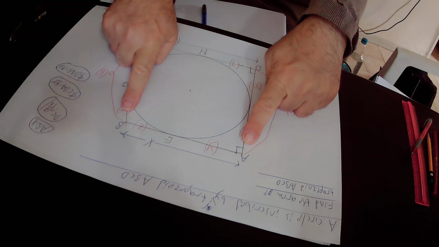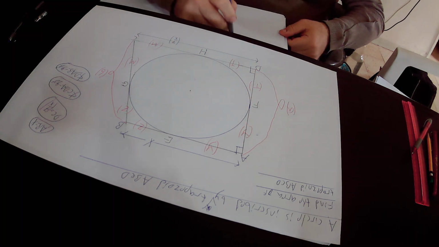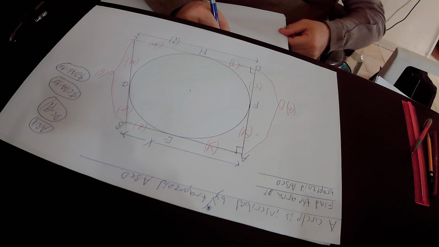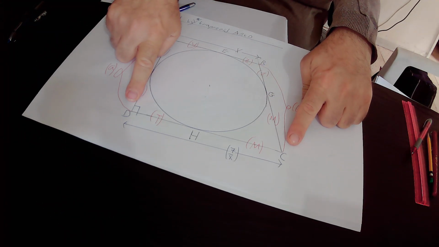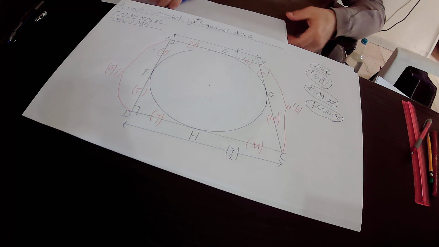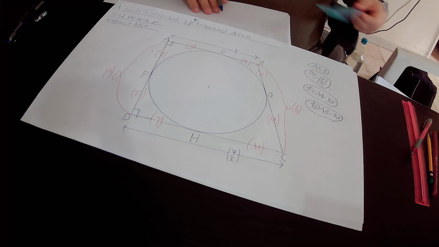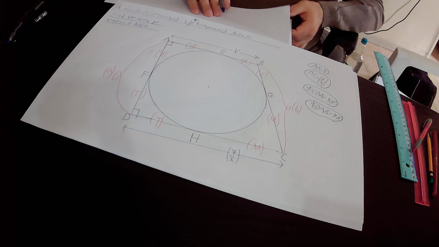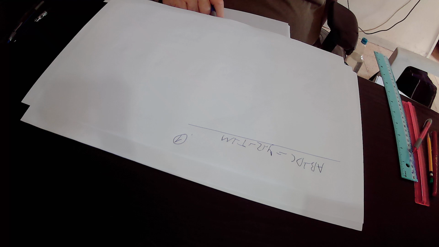AB equals Y plus Z, plus DC. DC equals T plus M. So, in total, AB plus DC equals Y plus Z plus T plus M.